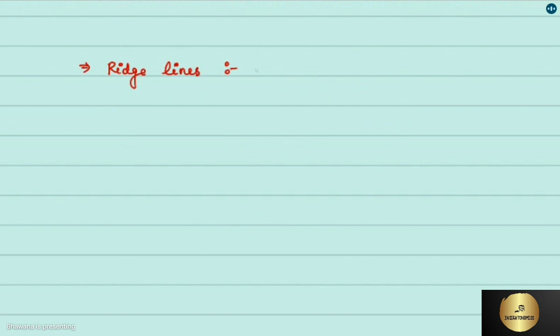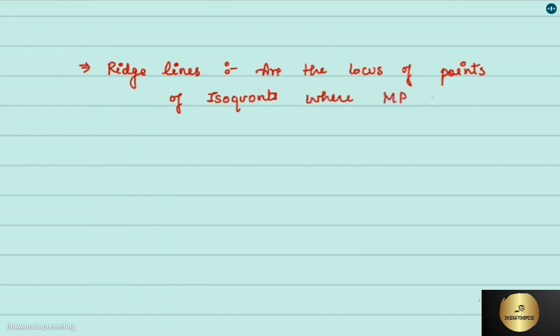Ridge lines are the locus of points of isoclines where the marginal product of one of the factors is 0.